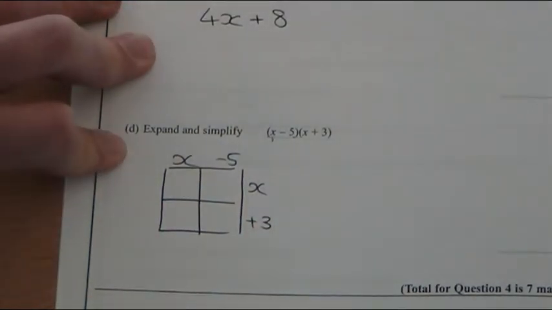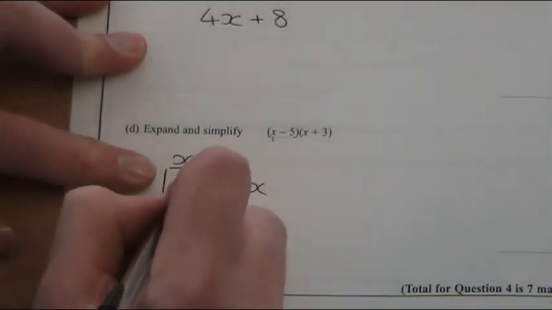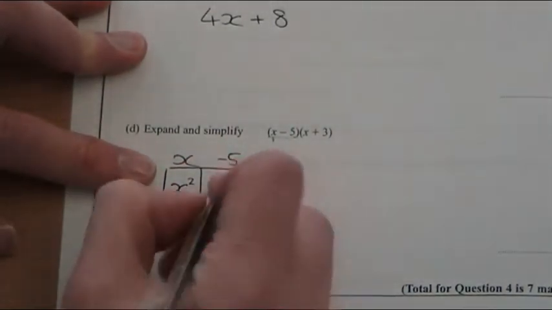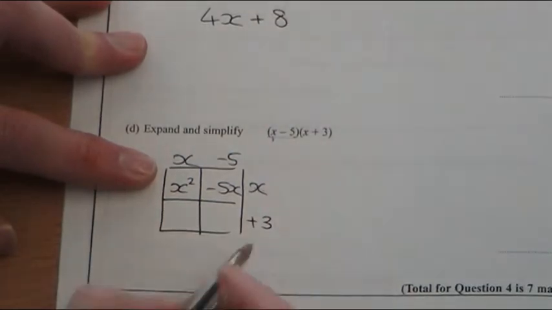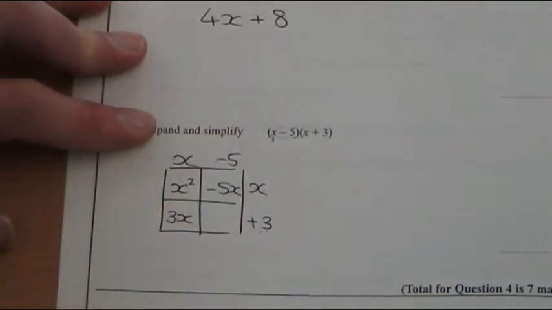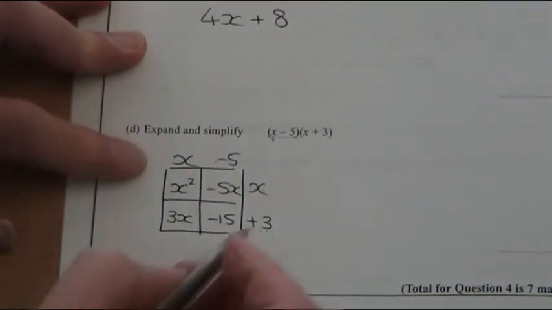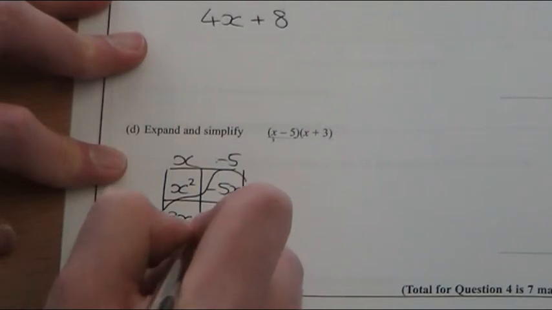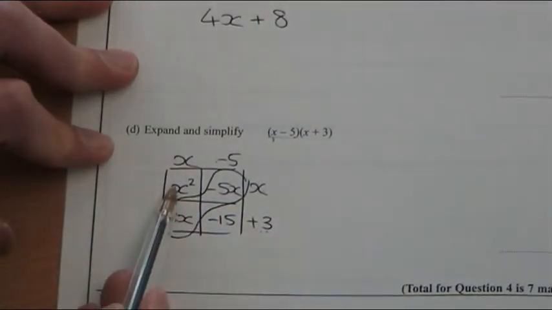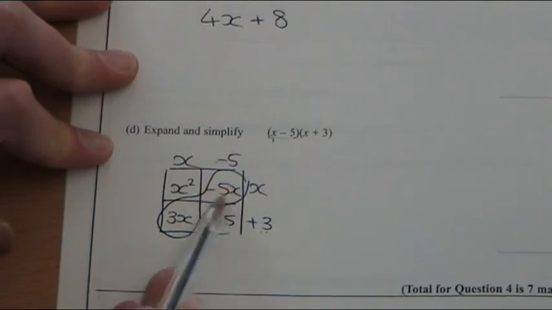Form the multiplication grid, so we just complete it. So x times an x is x squared, minus 5 lots of x is minus 5x's, 3 lots of x is 3x, and 3 lots of minus 5 is minus 15. Then you collect the like terms. This is an x squared, they're not like these. This is a number term, these are x terms. So these are the only ones we can collect.